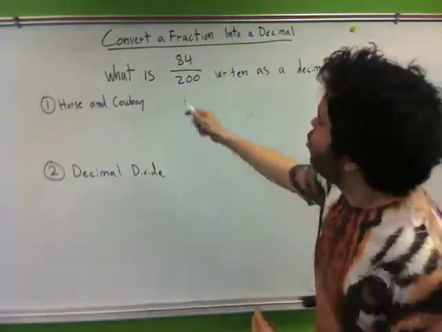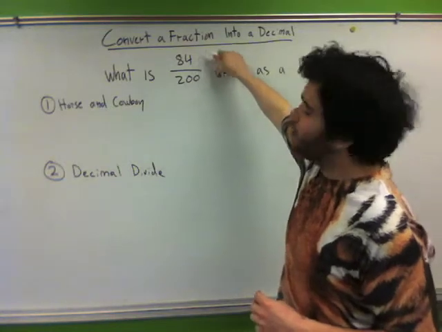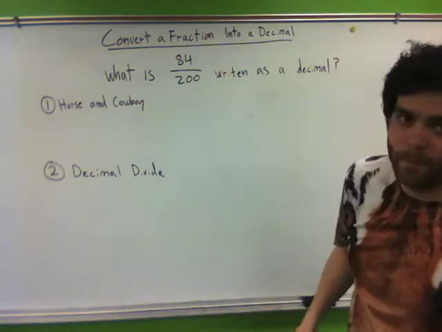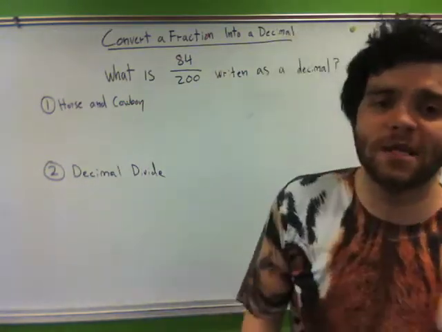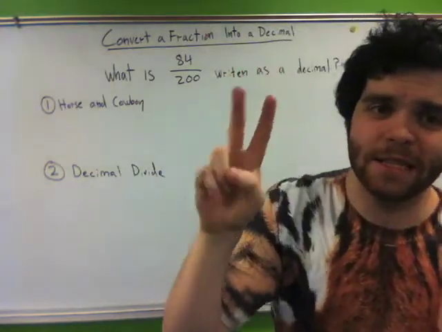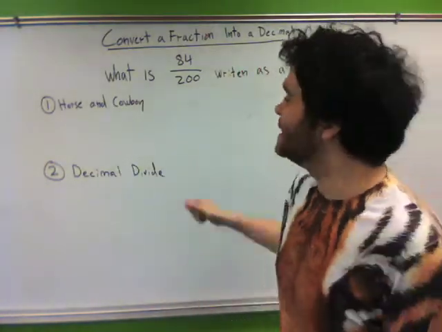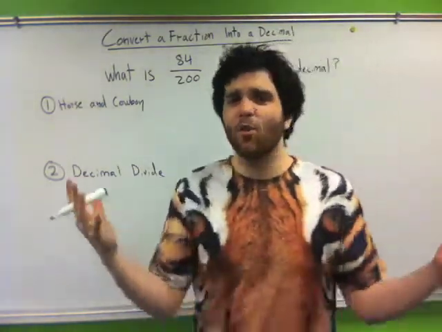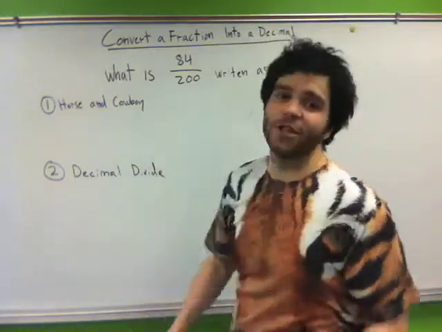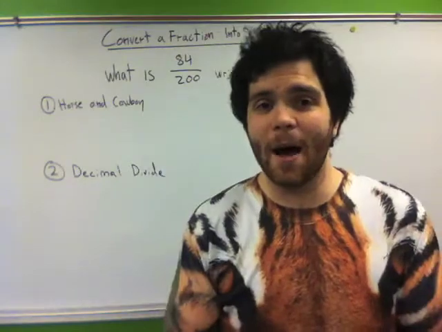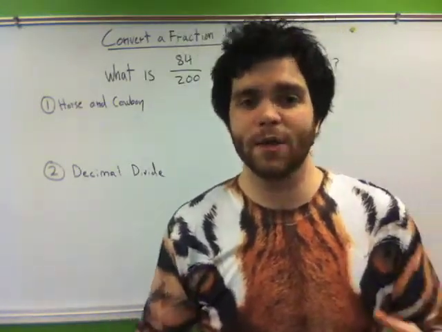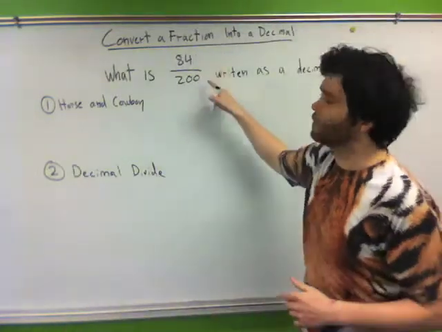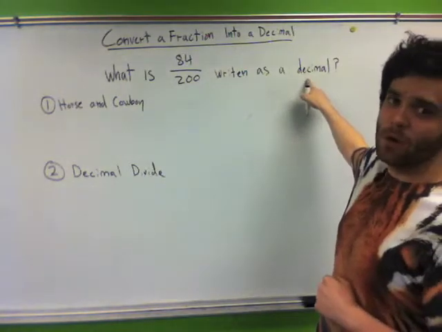The question asks, what is 84 in the numerator over 200 in the denominator written as a decimal? To turn this fraction into a decimal, we're going to follow two easy steps. The first step is horse and cowboy. So you might be thinking, what do horses and cowboys have to do with fractions and decimals? And the answer is not much, but they are a really good way to remember what you're supposed to do when you're converting a fraction like 84/200 into a decimal.